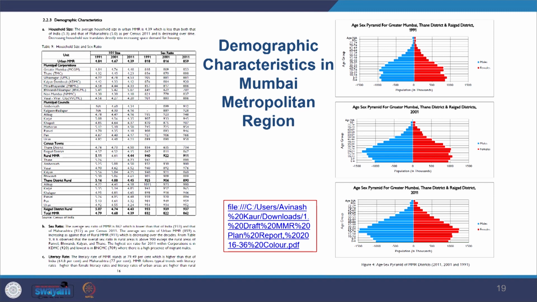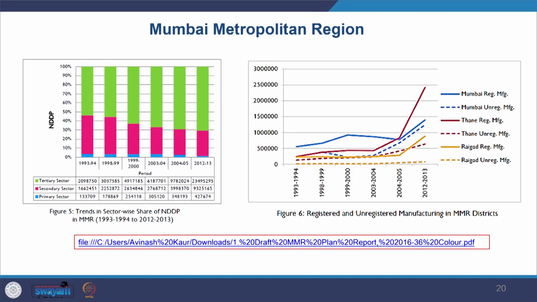You can see the sex pyramids of Greater Mumbai, shown for different time periods: 1991, 2001, 2011 for Thane district and Raigad district. You can see for yourself how the male population is expanding. The blue side is increasing rapidly compared to the red side, which indicates the female. That helps you understand what is really happening because of all the activities going on in that place.